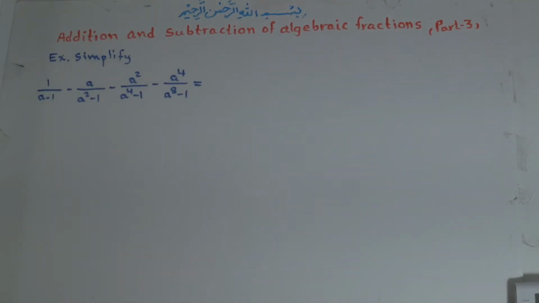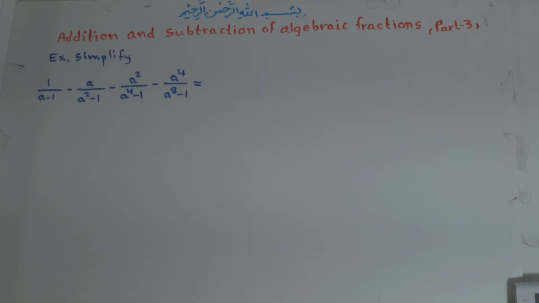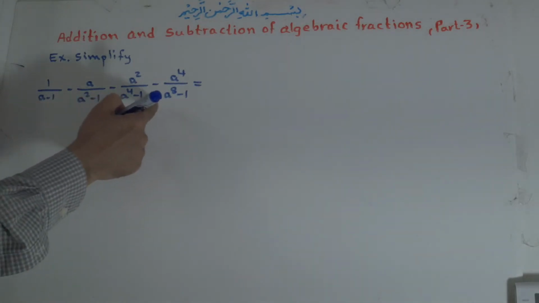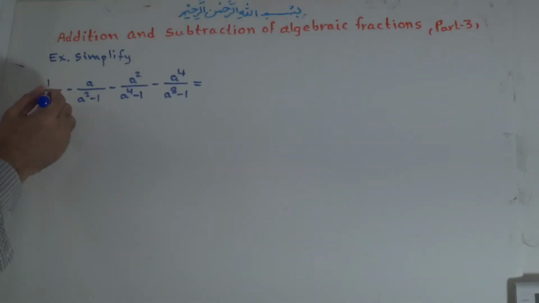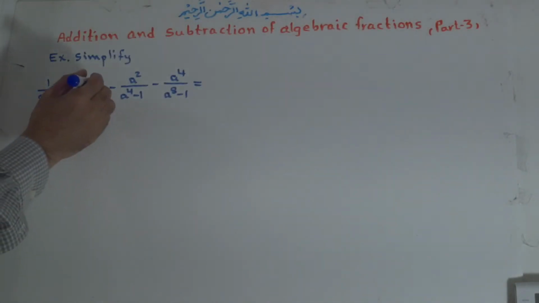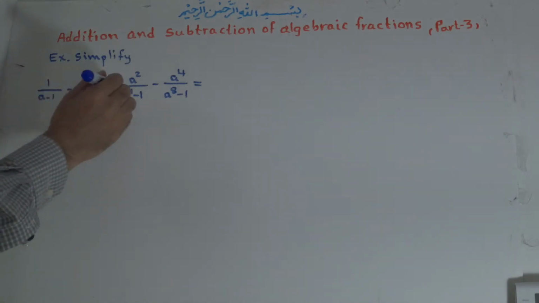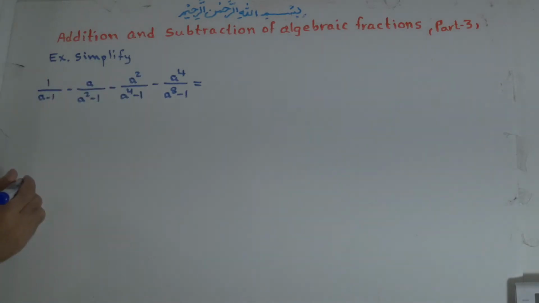For this kind of fractions, taking the lowest common denominator is a little bit difficult. So what we do, we solve these kinds of fractions like there is some similarity between first and second, and third and fourth. We start one by one. Now we do first and second, then the result with the third, and the result with the fourth one.